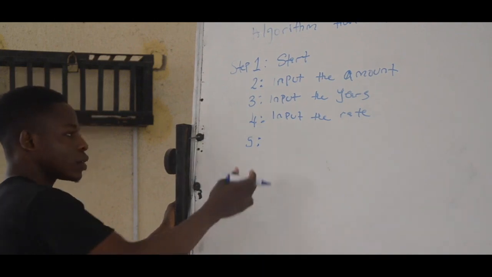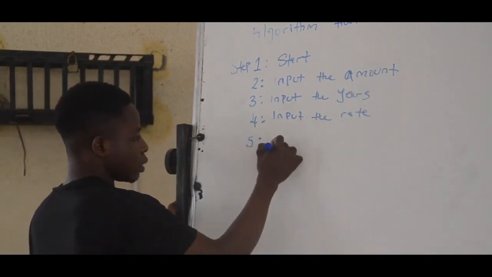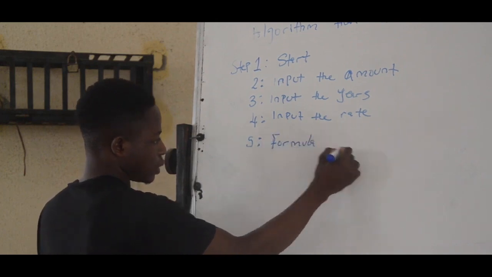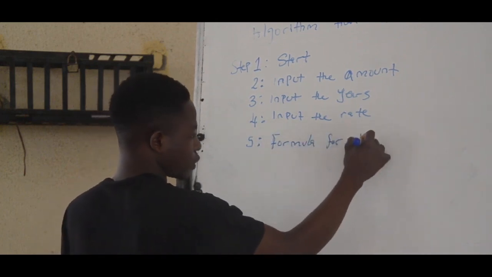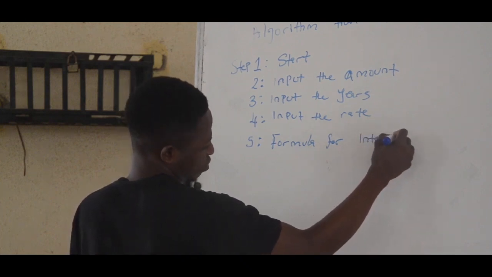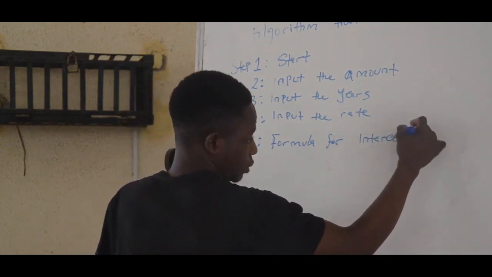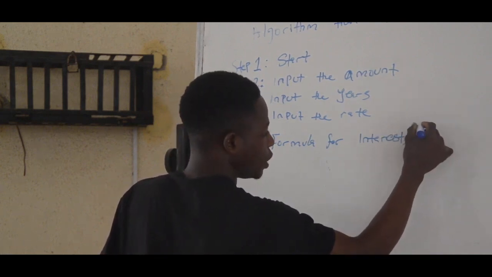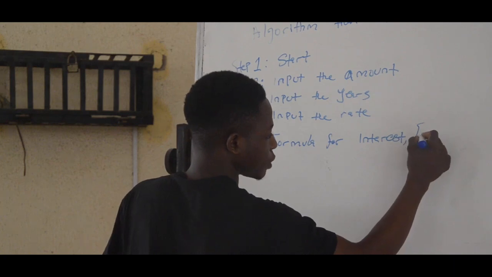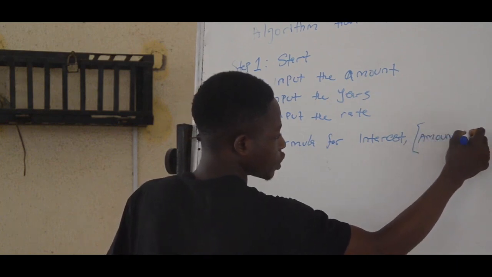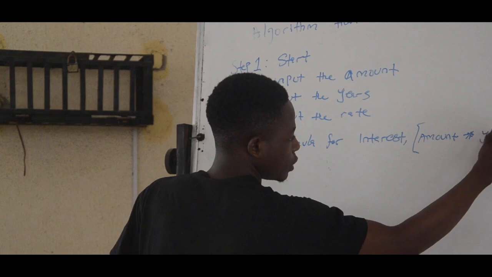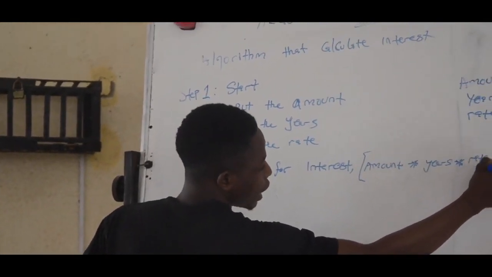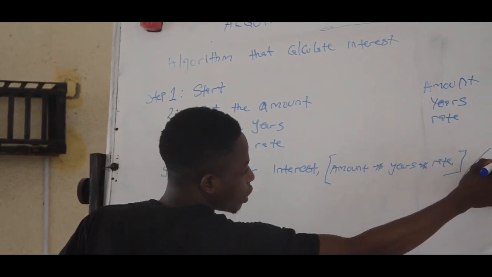So to make this interactive, I just say formula for interest. It's unnecessary, but you can put it. You can put a double quotation, you don't need it, and you can just put a comma. Now it will be amount multiplied by years, multiplied by rate, and everything divided by 100.